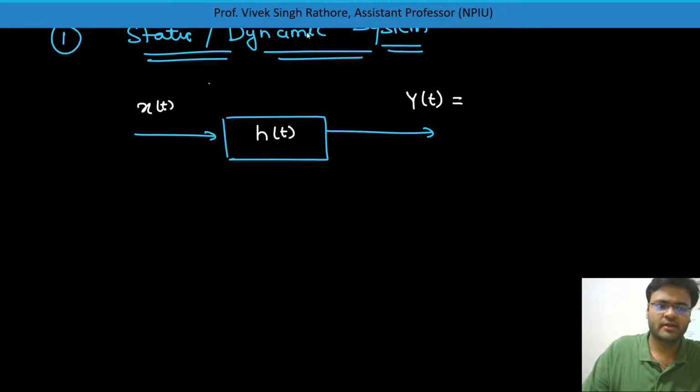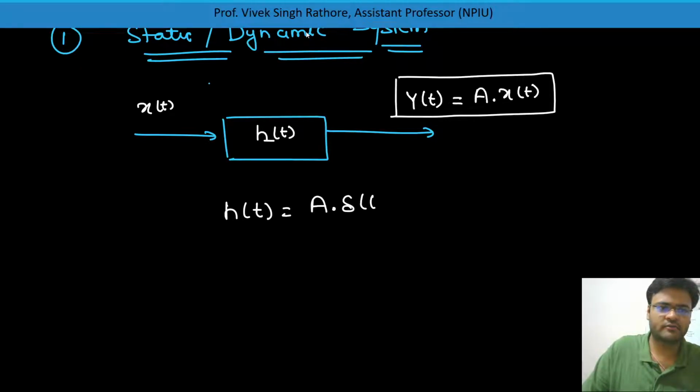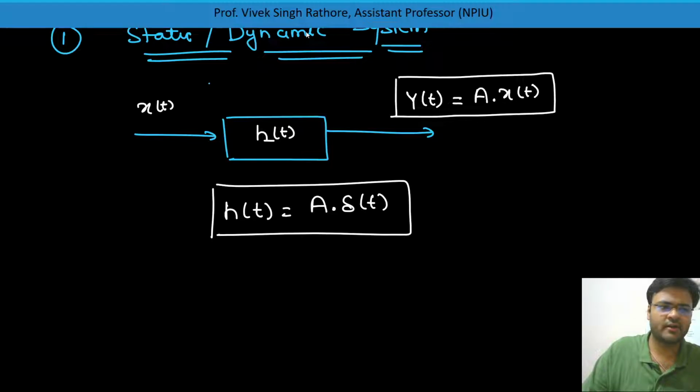Ultimately you'll get x of t convolved with h of t, that you know. But if you are getting output as a times x of t, then let's suppose your impulse response is a delta of t. It means that whenever a signal is convolved with a delta of t, it will acquire the value of x of t and a will be multiplied.